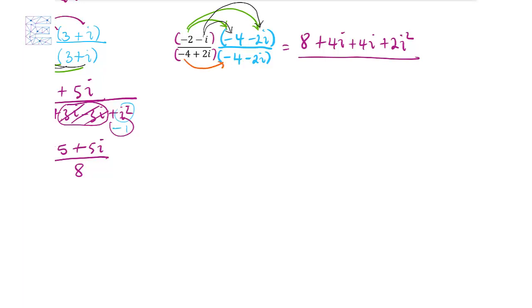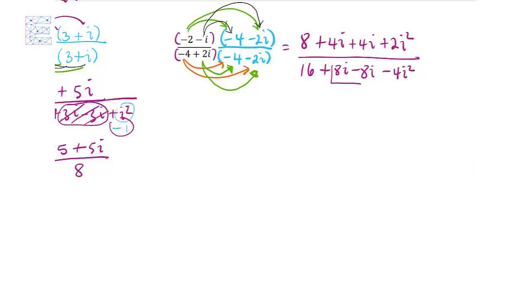Negative 4 times negative 4, and then negative 4 times negative 2i. Negative 4 times negative 4 is simply 16. Negative 4 times negative 2i is plus 8i. Next will be 2i times negative 4, and then 2i times negative 2i. 2i times negative 4 is negative 8i. 2i times negative 2i is negative 4i to the second.